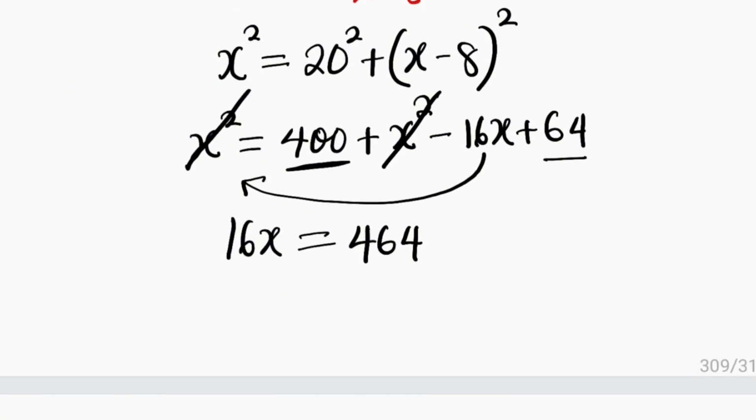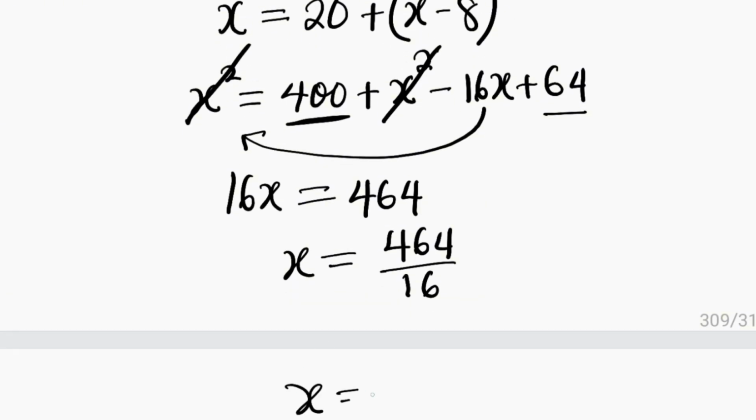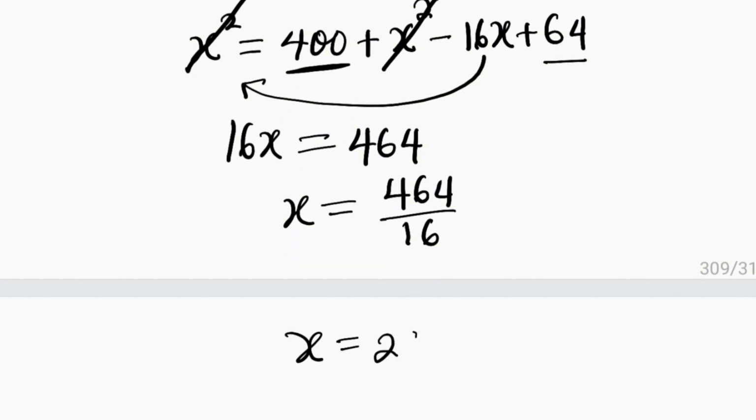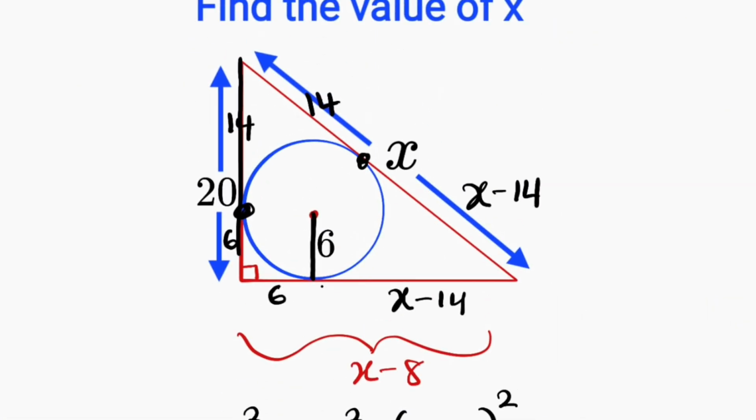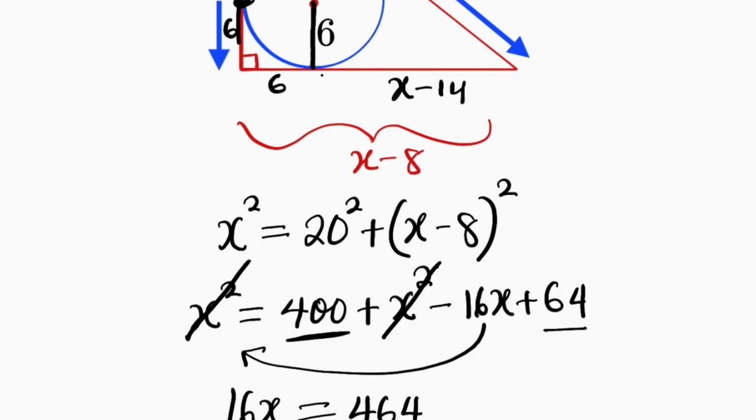We divide both sides by 16. We have x equals 464 divided by 16, which is exactly equal to 29. Wow, interesting. Therefore, the value of x is 29. If you like, you can write units.